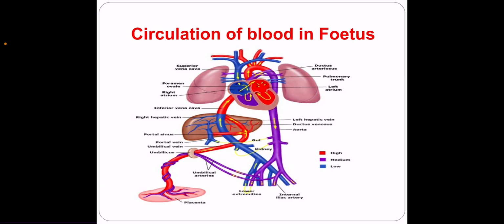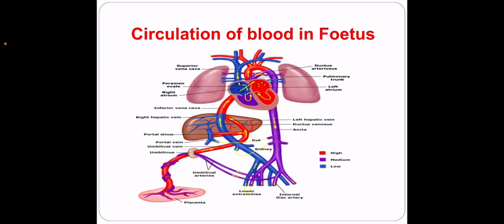In an adult or after birth, from the right atrium, blood will go into the right ventricle, and from the right ventricle it will go into the lung for the oxygenation process. But in fetal life, no oxygenation process will occur. So from the right atrium, it will go to the left atrium through the foramen ovale, and from the left atrium it will go to the left ventricle, and from the left ventricle it will enter the aorta and go into the systemic circulation. This is all about the inferior vena cava.